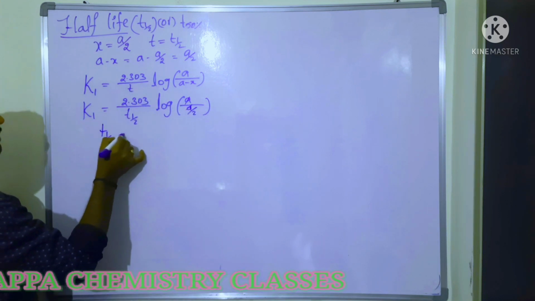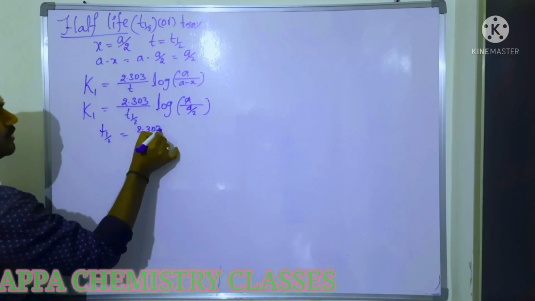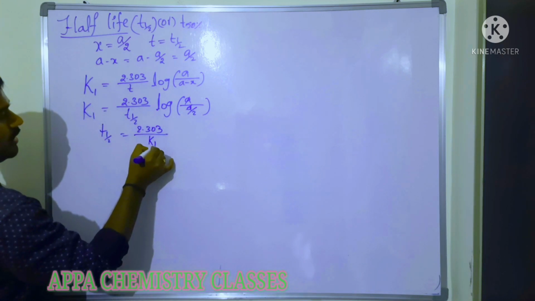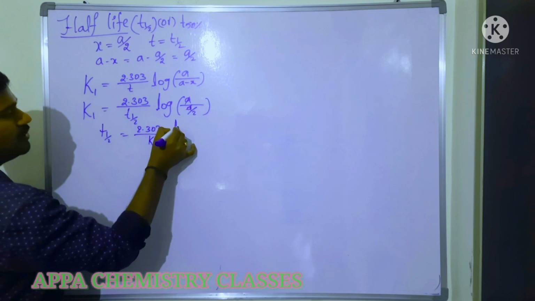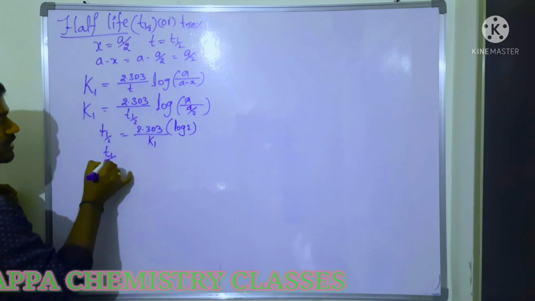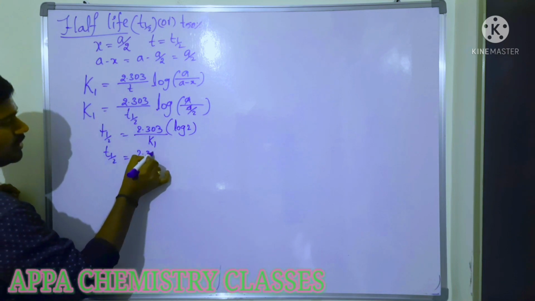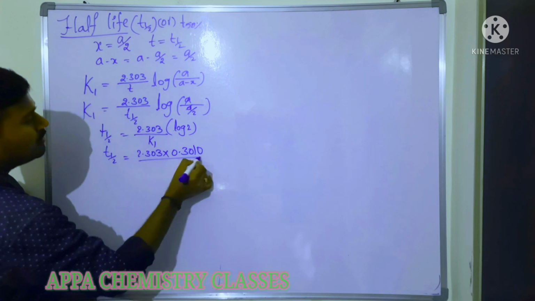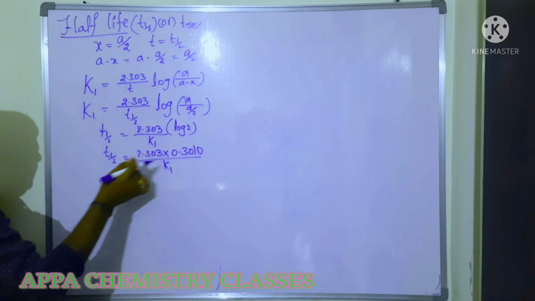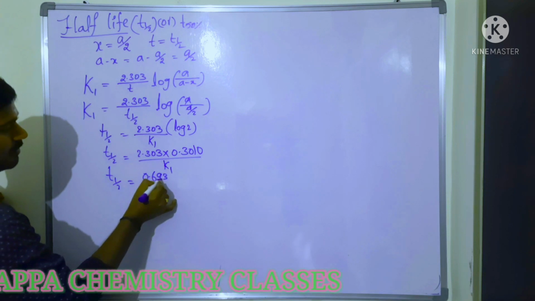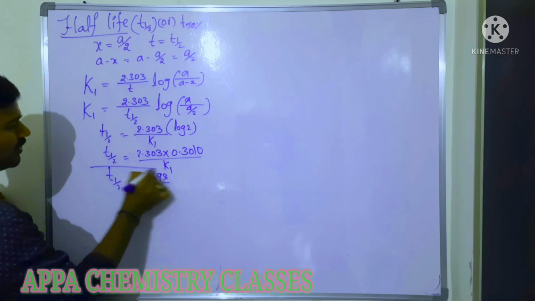So t half is equal to 2.303 by K1, taking t half to this side and K1 to this side, times log 2. The log 2 value is 0.3010. If you multiply these two, t half will be 0.693 by K1, which is very, very important.